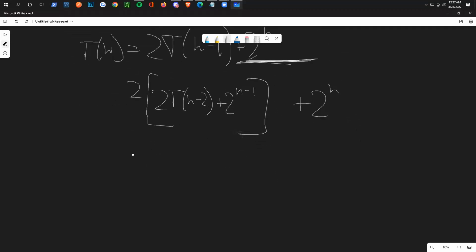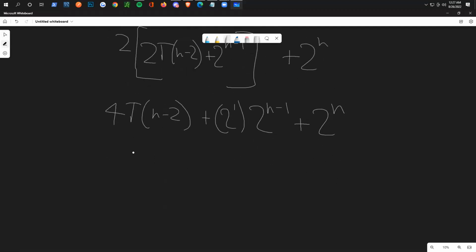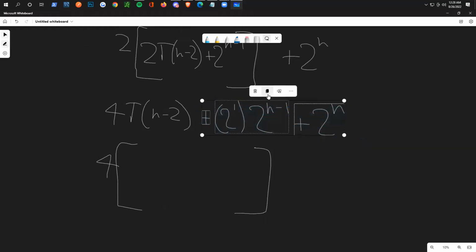So now we're going to have, let's just distribute this over. So we're going to have 4T of n minus 2. And this one, I'm not going to necessarily distribute over. I'm just going to leave it. So we're going to have 2. Remember, 2 is just 2 to the 1 times 2 to the n minus 1, plus 2 to the n. Now right here, what's going to end up happening is we're going to do it again. So we're going to have 4. Give ourselves space and write the summation terms. So this is the trailing summation terms.